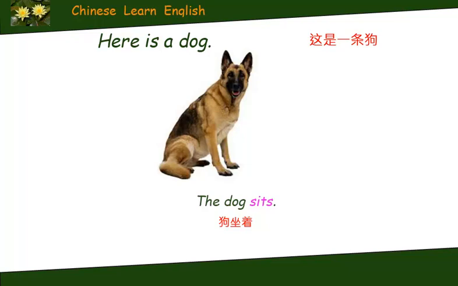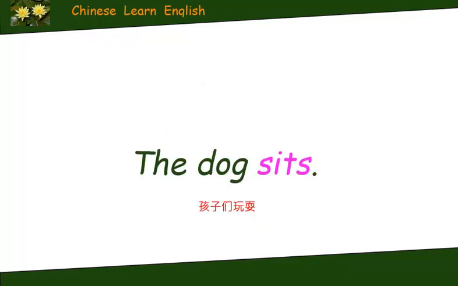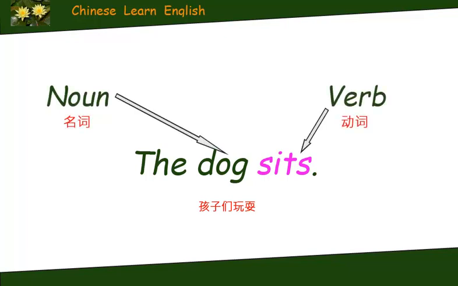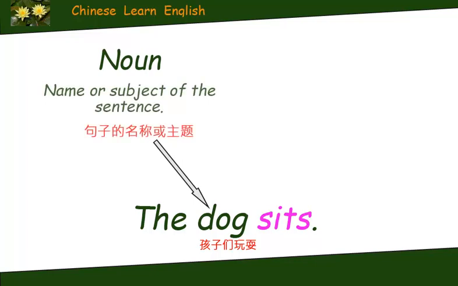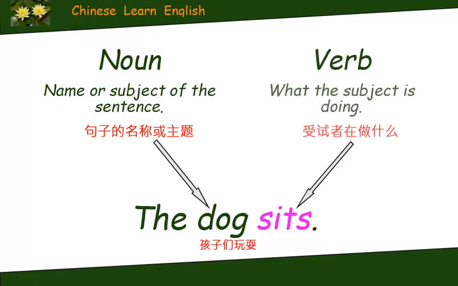Here is a dog. The dog sits. Noun, verb. The dog sits. Noun, the name or subject of the sentence. Verb, what the subject is doing.